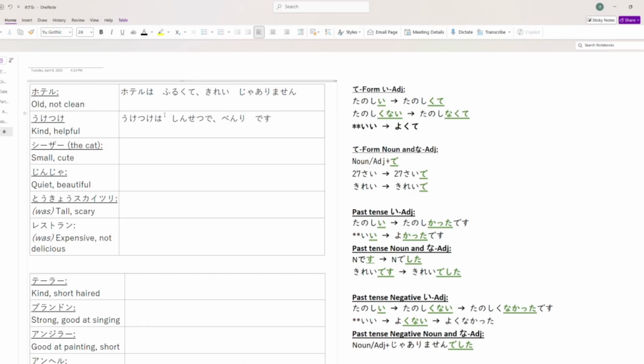Onegaishimasu. Uketsuke wa... okay. This is actually a good example for how to separate the two, because we have u and we have tsu, right? Uketsuke wa, uketsuke. Uketsuke wa shinsetsu de benri desu. Yes, correct.